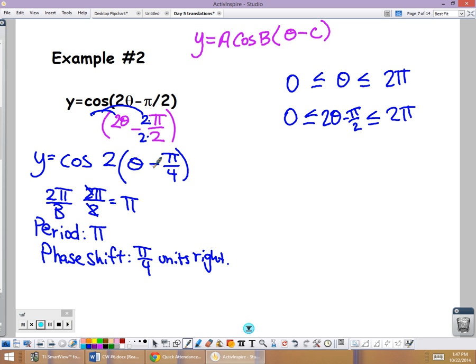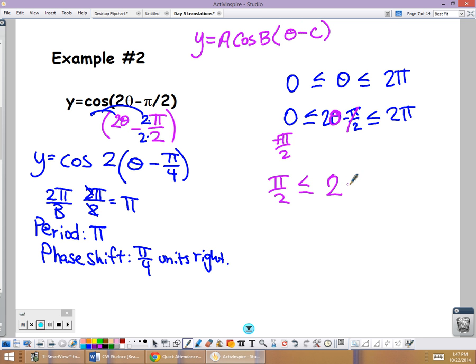Okay, so I put the main thing in there. And what's my first step? To get theta by itself. The goal is to get theta by itself. What do I want to do to both sides? Add pi over 2. Good. Add pi over 2. So that adds to pi over 2. It cancels that out.